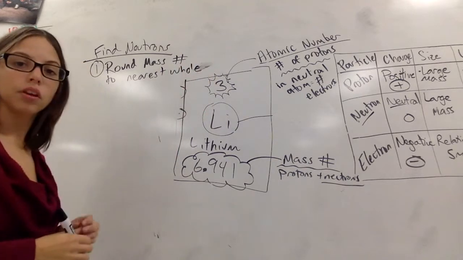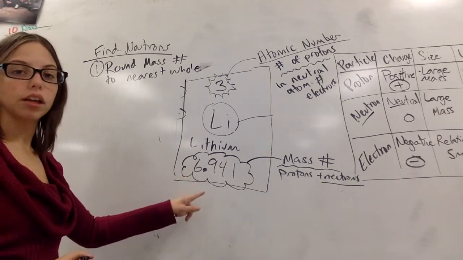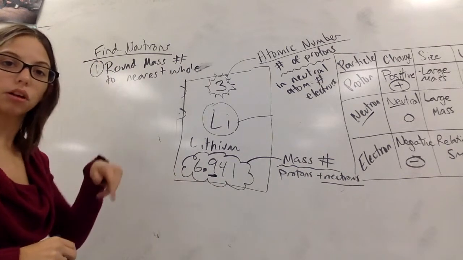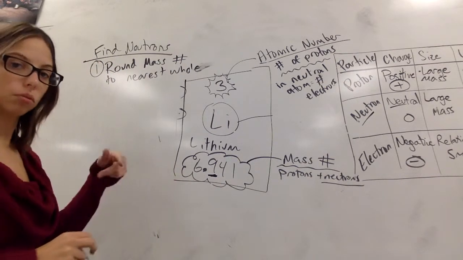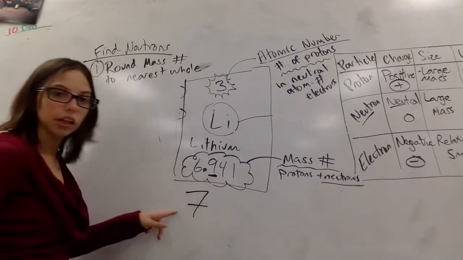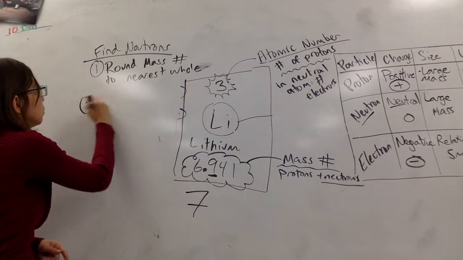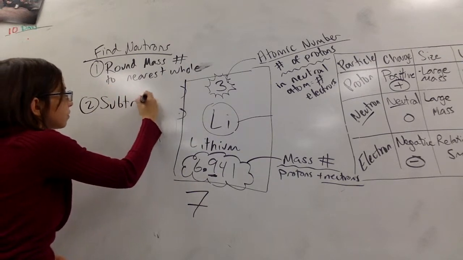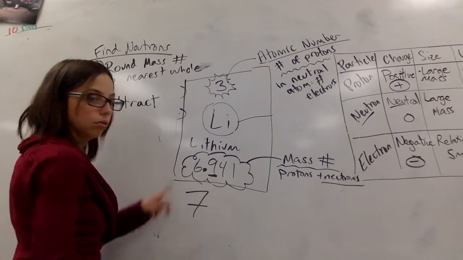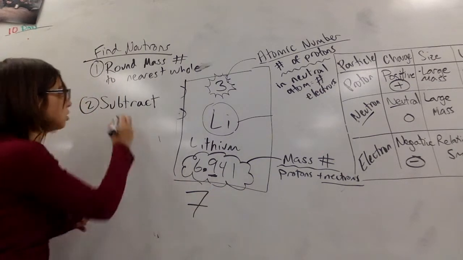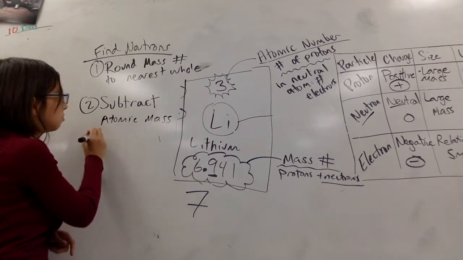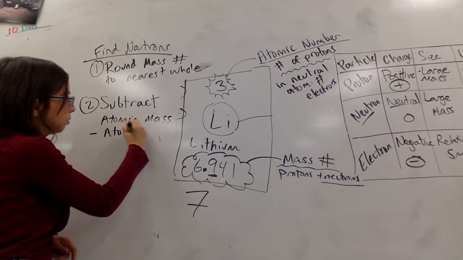All right, so 6.9, rounding lesson. If this number right here, look at that one. If it's bigger than 5, round it up. If it's smaller than 5, round it down. So 6.9 would round to 7. That's my rounded mass number. And this number now, once you round it, is called the atomic mass. Step 2, subtract the atomic mass minus the atomic number.